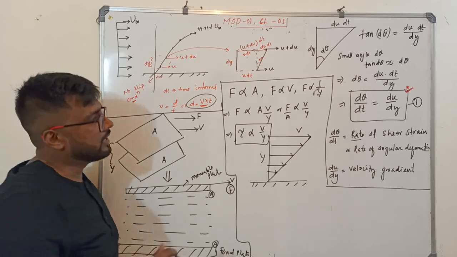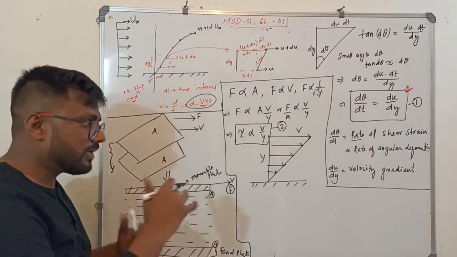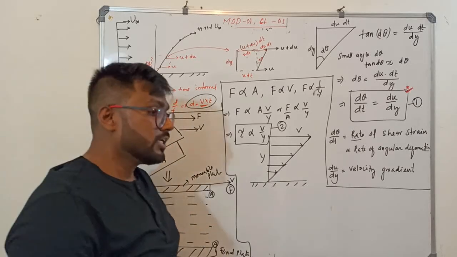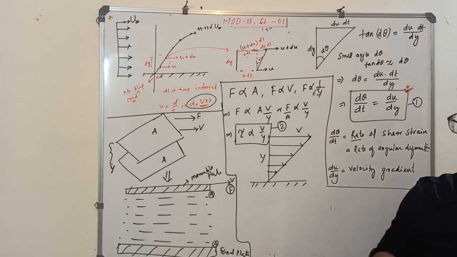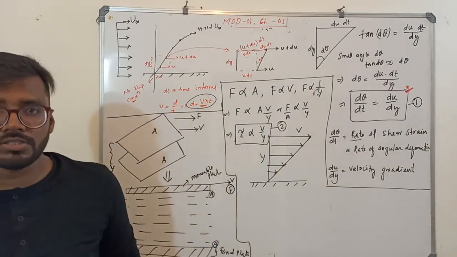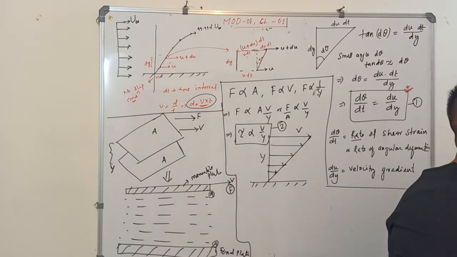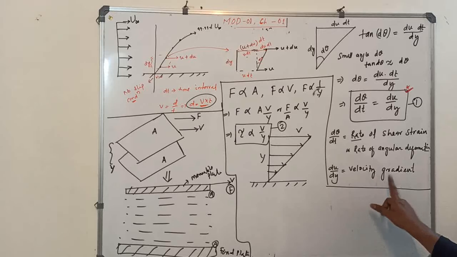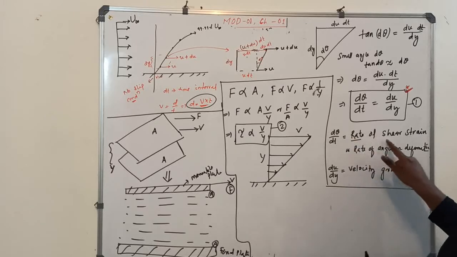समझ में आ गया? Okay, so we got this 2, we came 1. From here Newton's law of viscosity comes. What did Newton say? Newton said the shear stress required to maintain the fluid flow is proportional to the velocity gradient, or rate of angular deformation, or rate of shear strain.